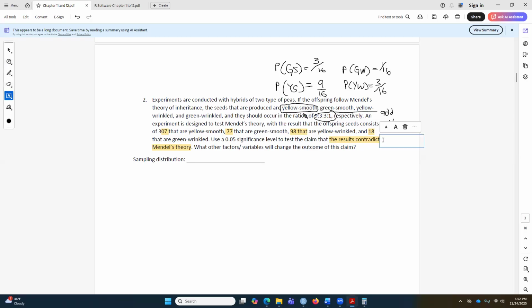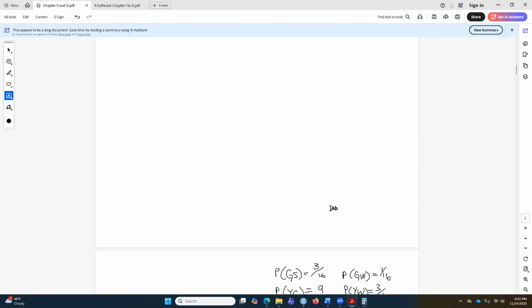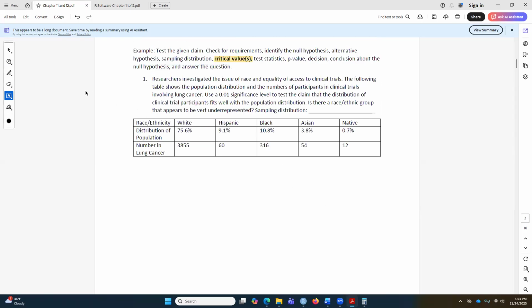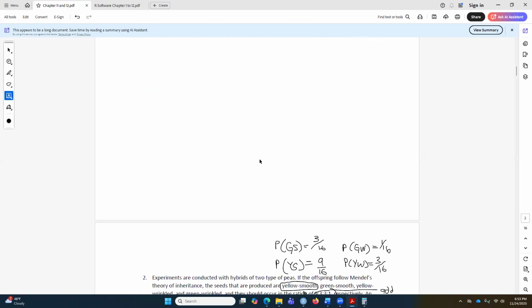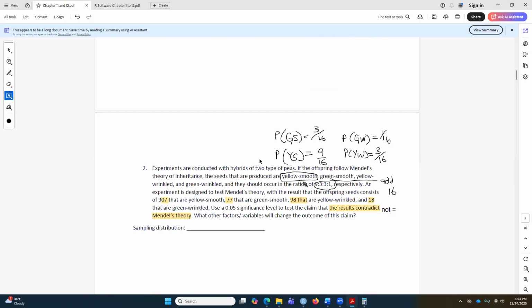So this means you are doing not equal. Okay. So if you remember what we did last time in question 1, the claim statement says fit wells. This means we are doing equal to, right? So this question is asking for contradict, not equal to. So make sure that this claim statement belongs to H1.